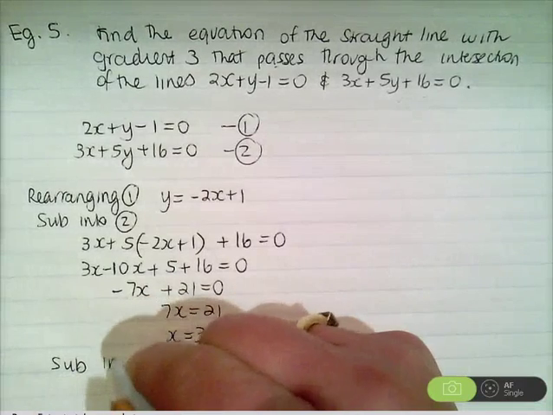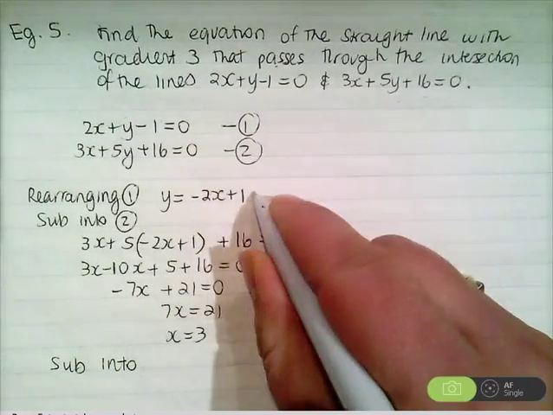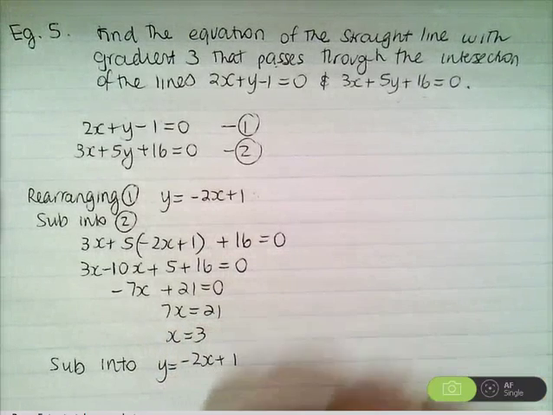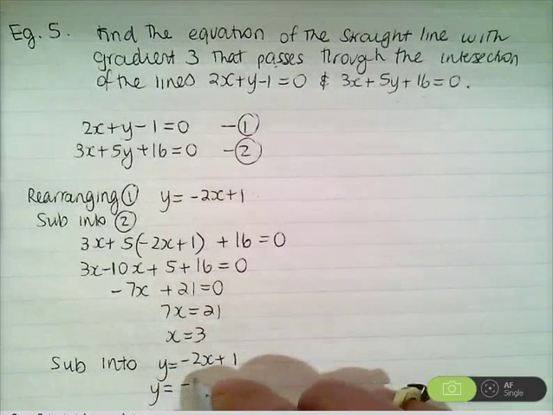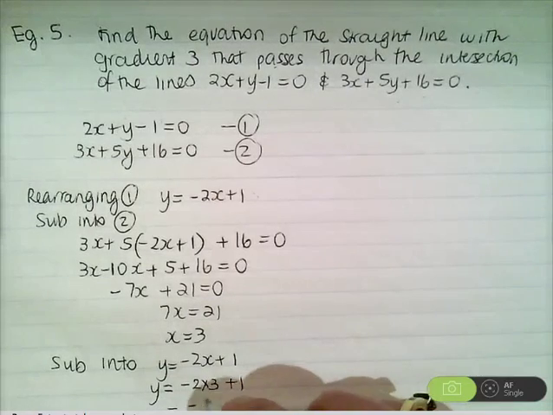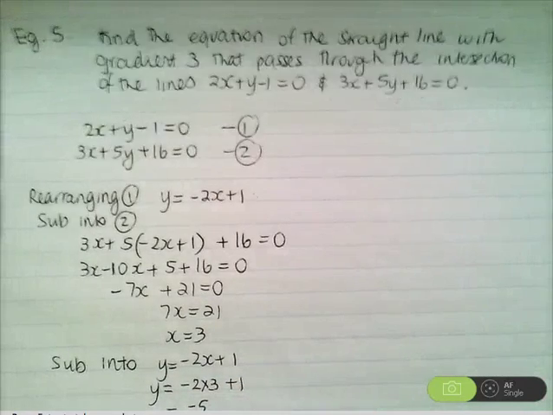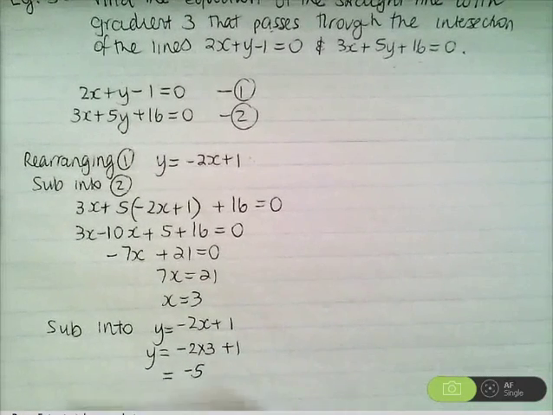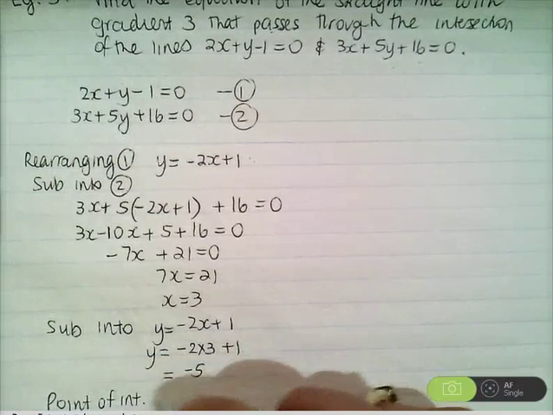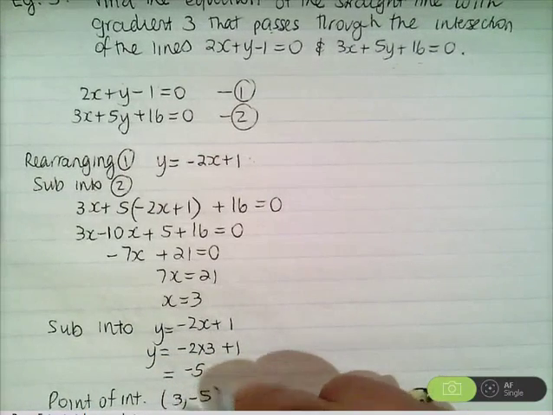Substituting x equals 3 into y equals negative 2x plus 1, we get y equals negative 2 times 3 plus 1, which is negative 6 plus 1, so y equals negative 5. Therefore the point of intersection of those two lines is the point (3, negative 5).